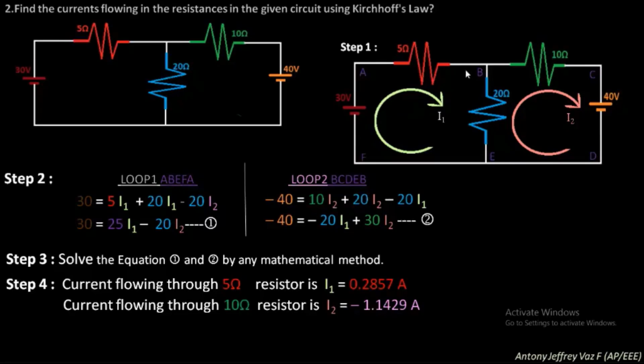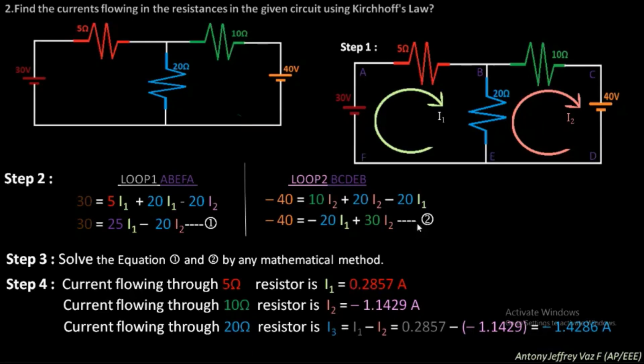To find the current I3, you need to know that the current I1 is in the direction of B to E, whereas the I2 current is in the direction of E to B. Due to this, you need to subtract, I1 minus I2. So the current I3 flowing through the 20 ohm resistor is nothing but current I1 minus current I2. You will get a value of minus 1.4286 amperes.